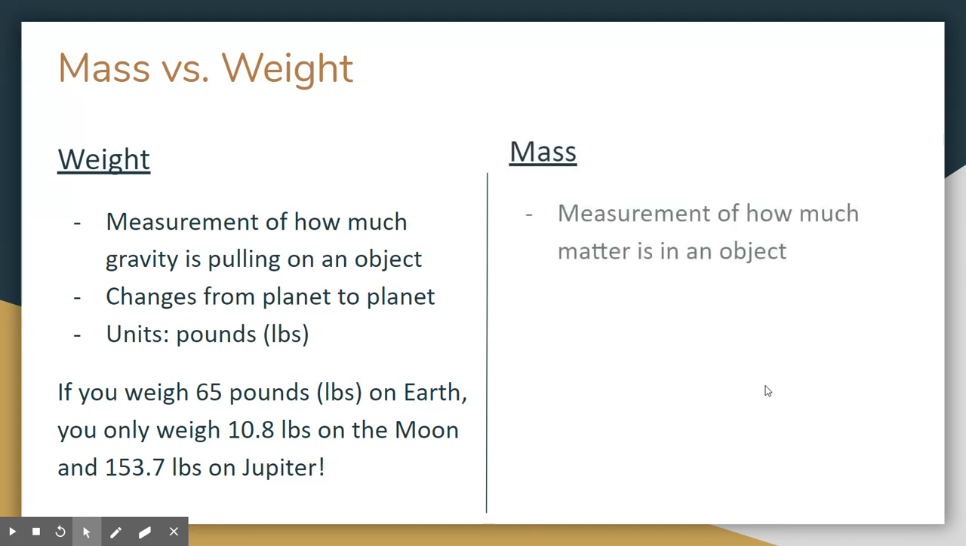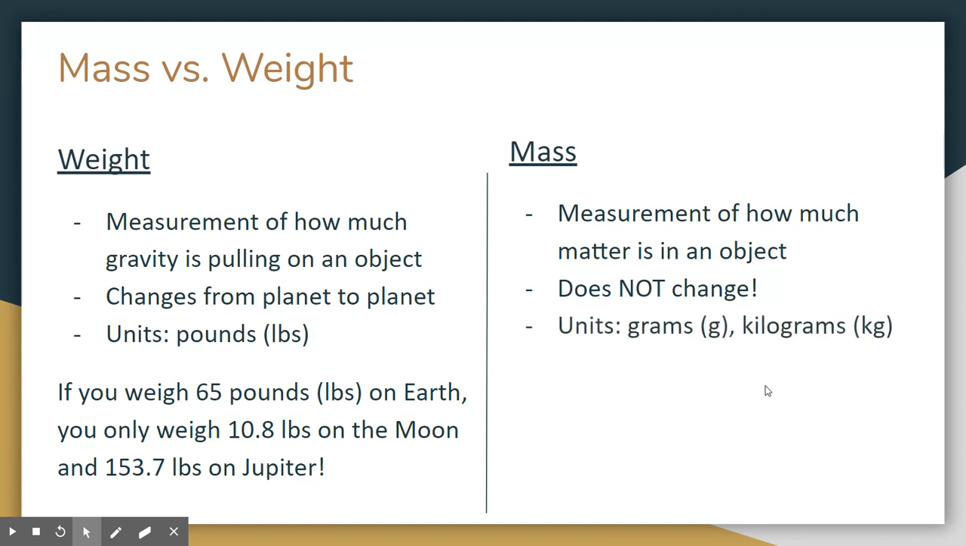Mass. This is the measurement of how much matter is in an object. So how much matter is in an object versus how the gravity is pulling an object down. Mass does not change. It doesn't matter if you take your mass on Earth or Jupiter or the moon, it's always going to be the same.